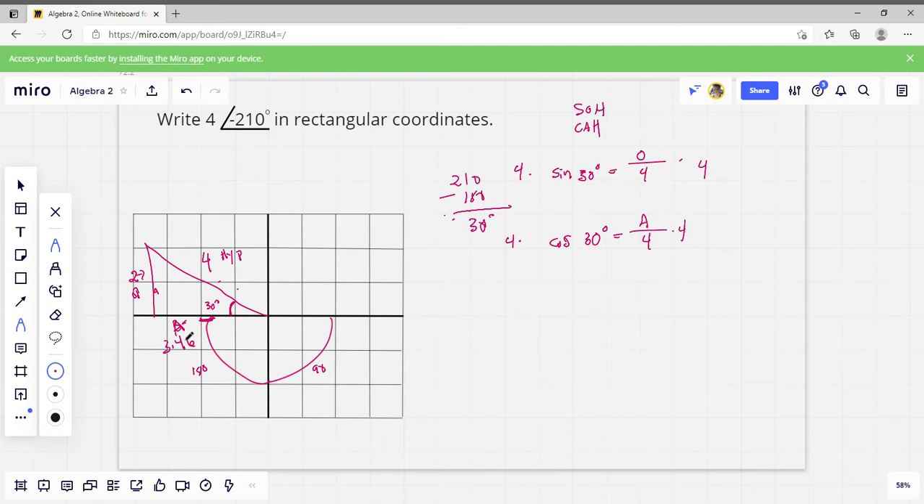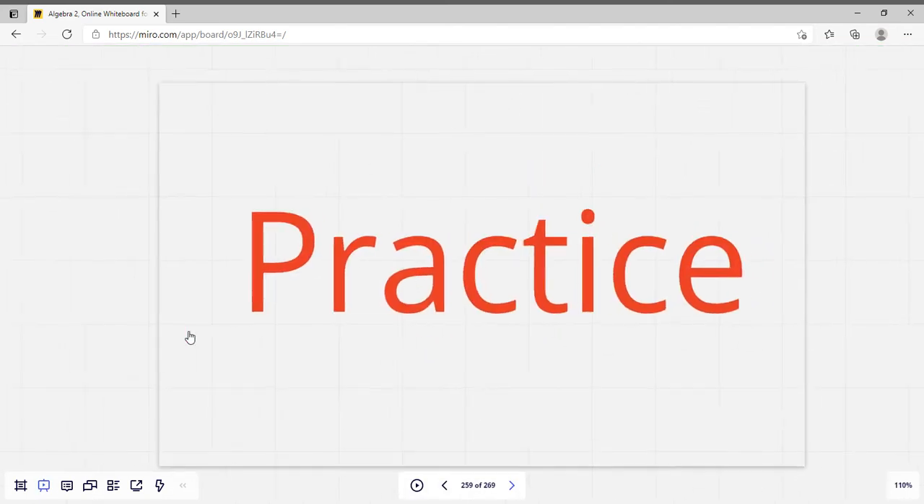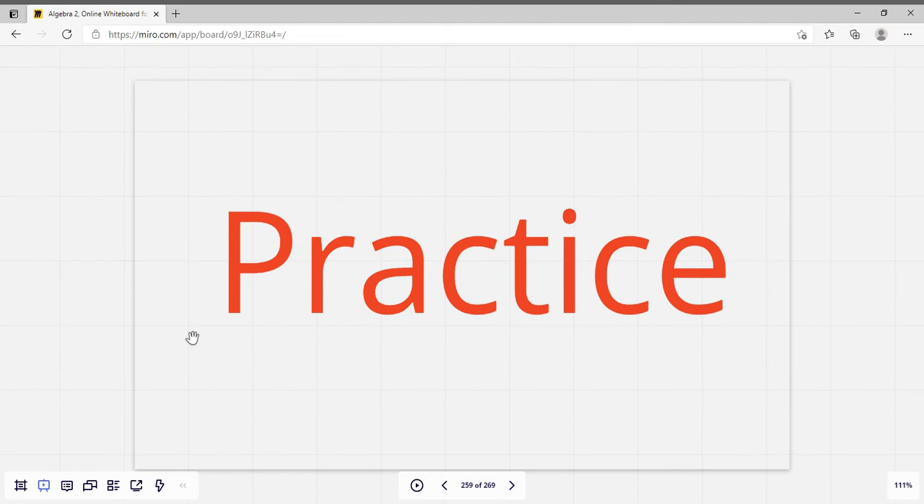So to turn this into rectangular coordinates, we went negative 3.46 to the right, and then positive 2 up. And there's our rectangular coordinate for this that used the negative sign there. Go ahead and work the practice problems, and then I'll come back and work them for you.